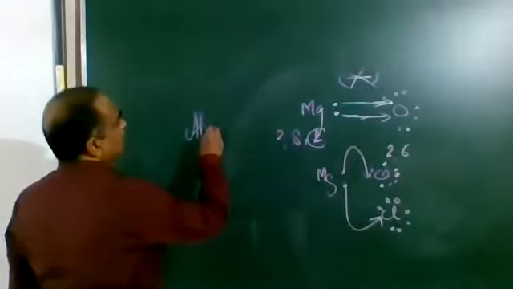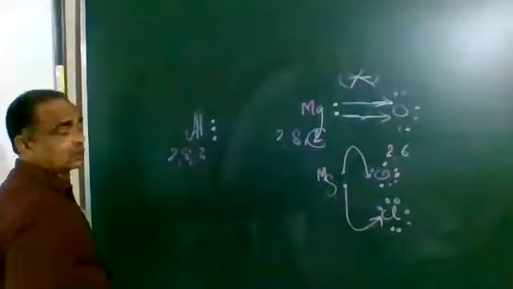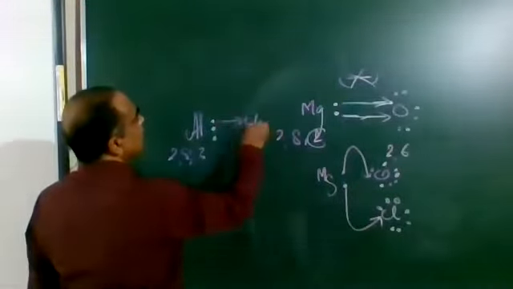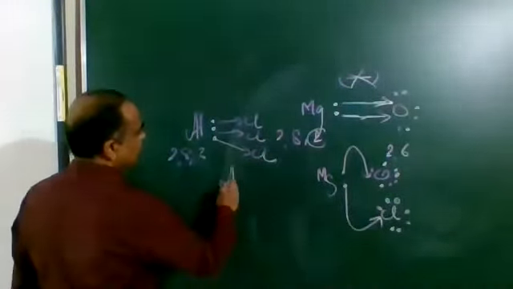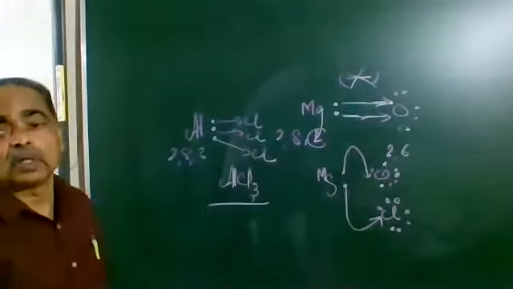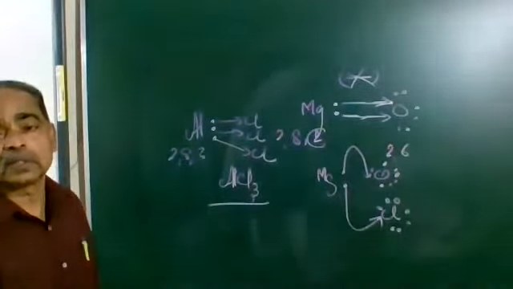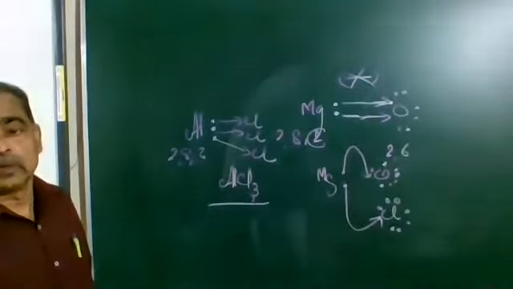Say, for example, aluminum chloride. Aluminum has 2, 8, 3, so it has 3 valence electrons. One is transferred to a chlorine, the next to another chlorine, and the next to a third chlorine. Therefore aluminum chloride is AlCl3. This is how the bonding is shown. Is the concept clear? Ionic bond or electrovalent bond.